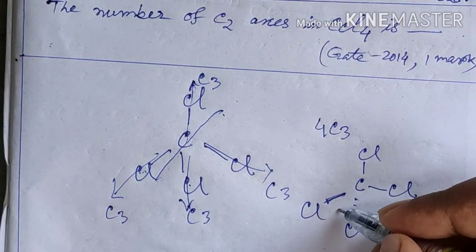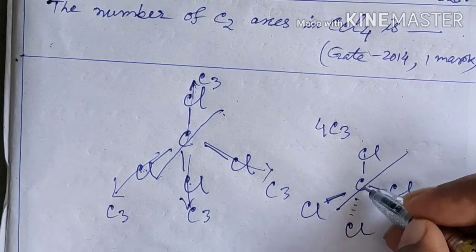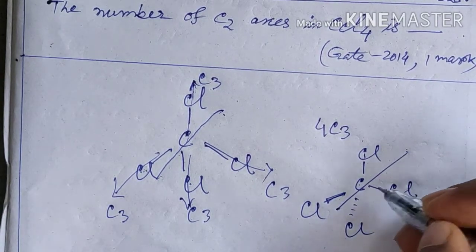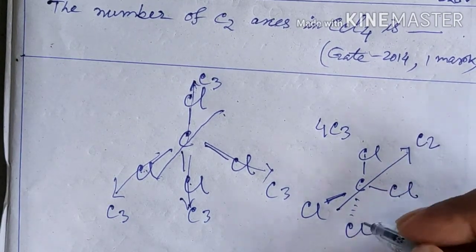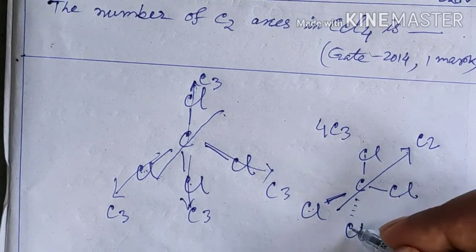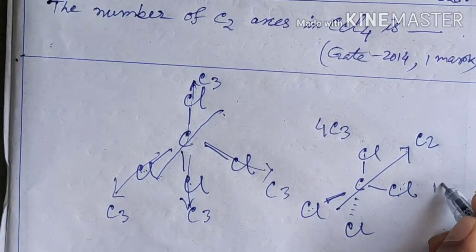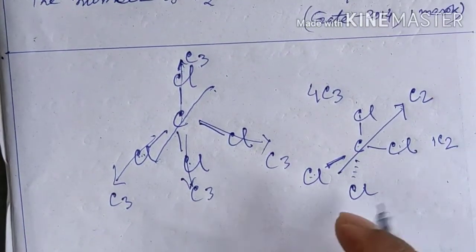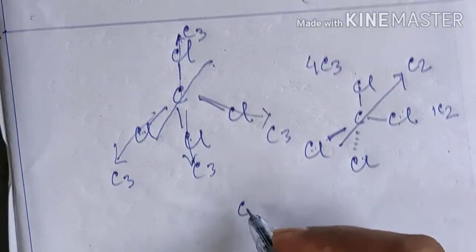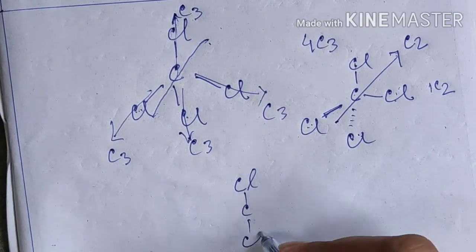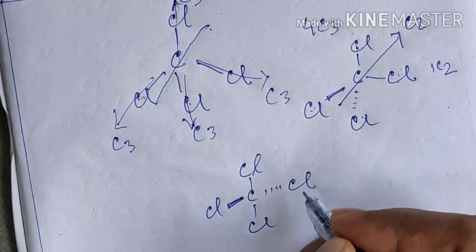So in this case there will be a C2 axis which will pass along the middle of this Cl-C-Cl angle, and if we rotate this molecule along the C2 axis, this chlorine will go here and this will come here, and these 2 chlorines will change their position. So one C2 axis. Similarly, there is another possibility that this chlorine and this chlorine are in the same plane like this, and these 2 chlorines are in a different plane.